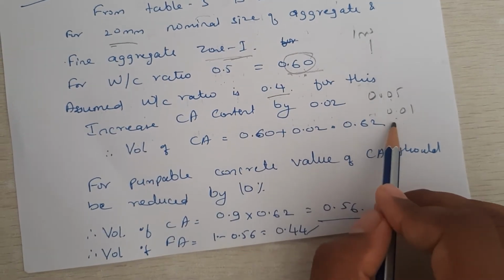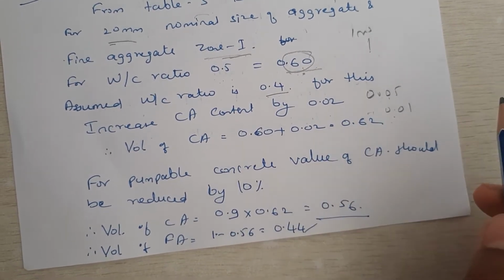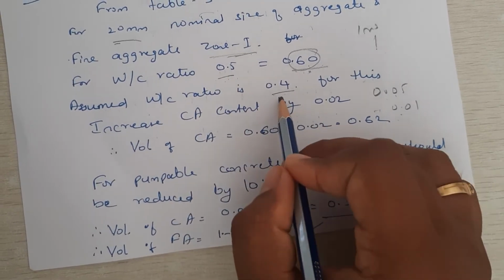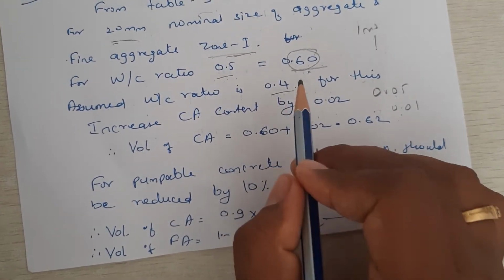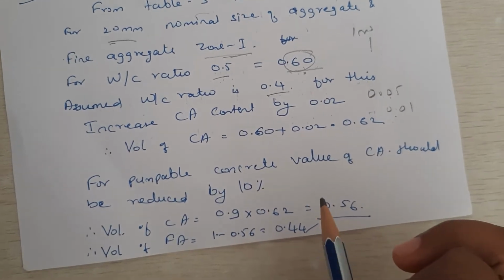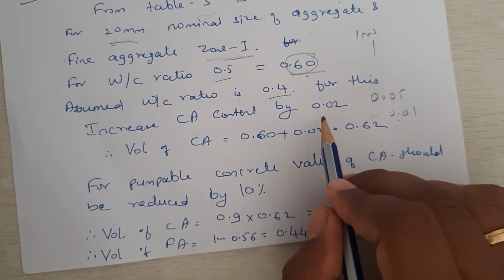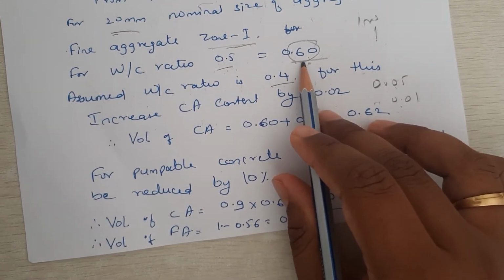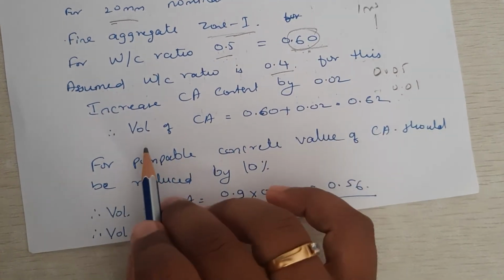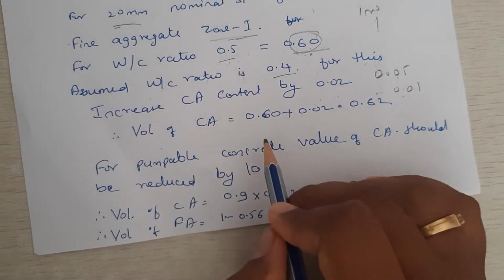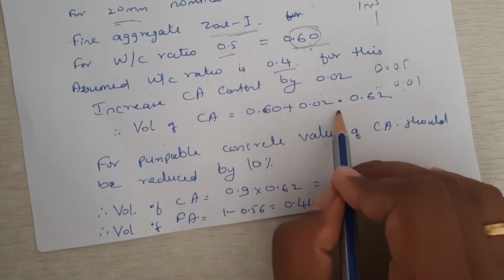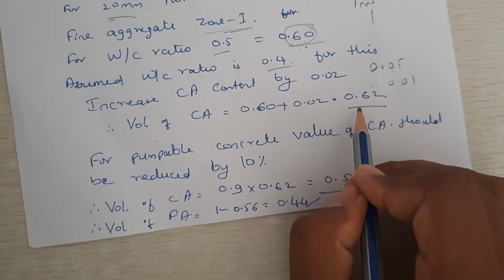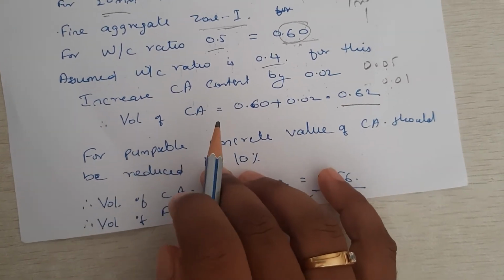Since I am reducing it from 0.5 to 0.4, that is 0.1 times reduced, in that case we have to increase the coarse aggregate volume by 0.02 times the volume of the concrete. So in that case the total volume of the coarse aggregate becomes 0.6 plus 0.02 is equal to 0.62.